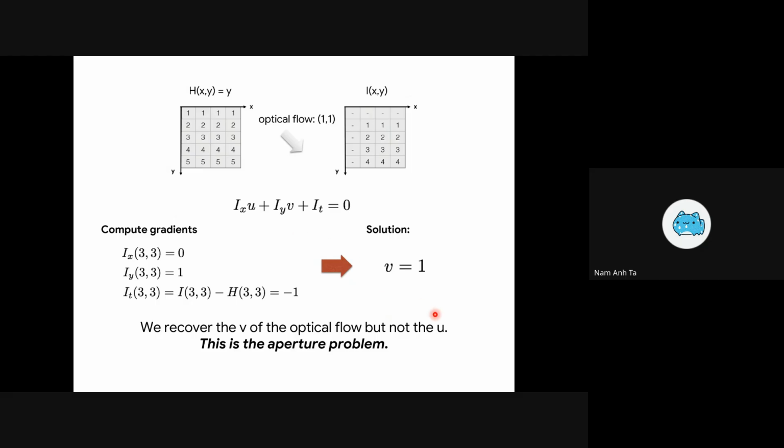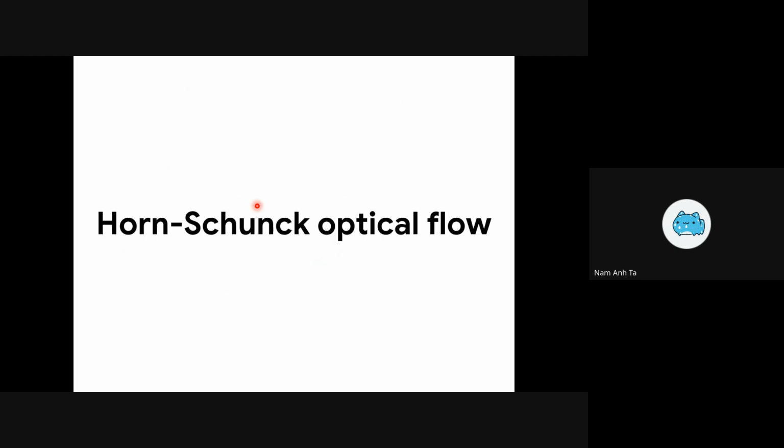But we cannot solve for the U because Ix is equal to 0, meaning there is zero gradient change in the horizontal direction, which means that from this specific patch, we can only observe vertical motion. And this is the aperture problem. This will refer to the Horn-Schunck method, which is the focus for the third assignment.